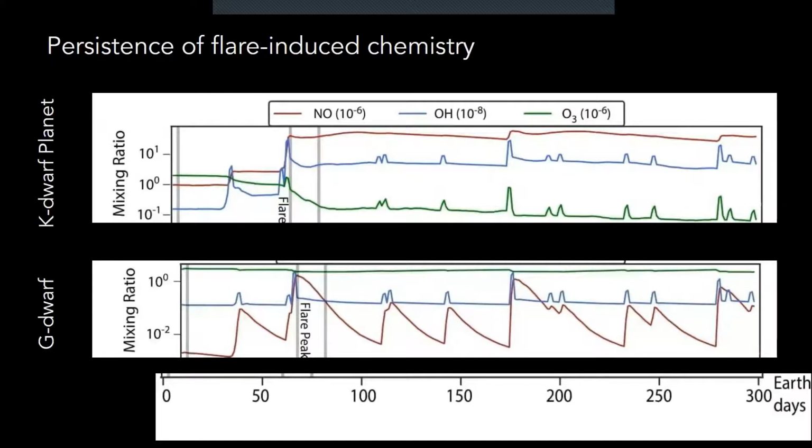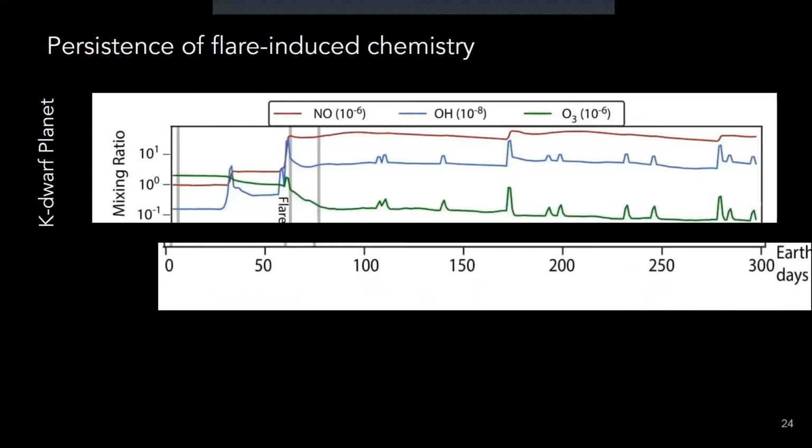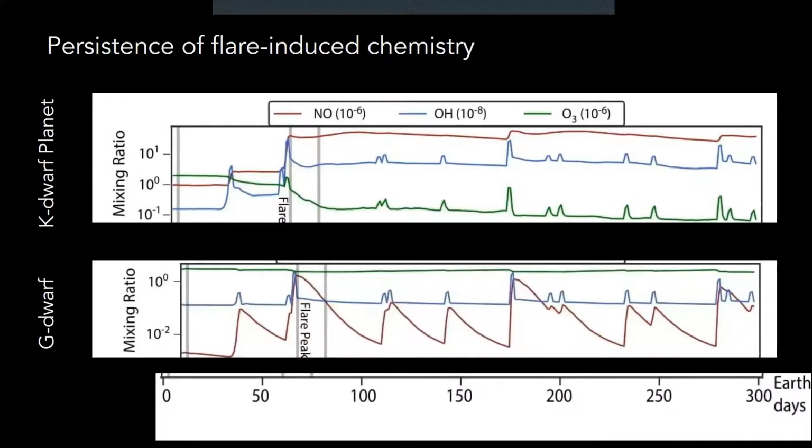On the other hand, if we go back to the K-dwarf case, most of the chemical abundances, and more importantly for habitability, the ozone abundance, quickly deviate or get destroyed from their initially abundant state. I should note that both of these scenarios use the exact same proton frequency, incident proton frequency.